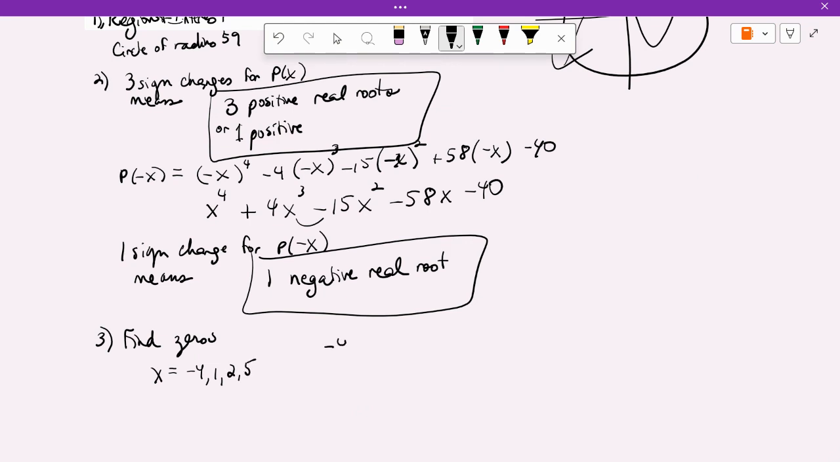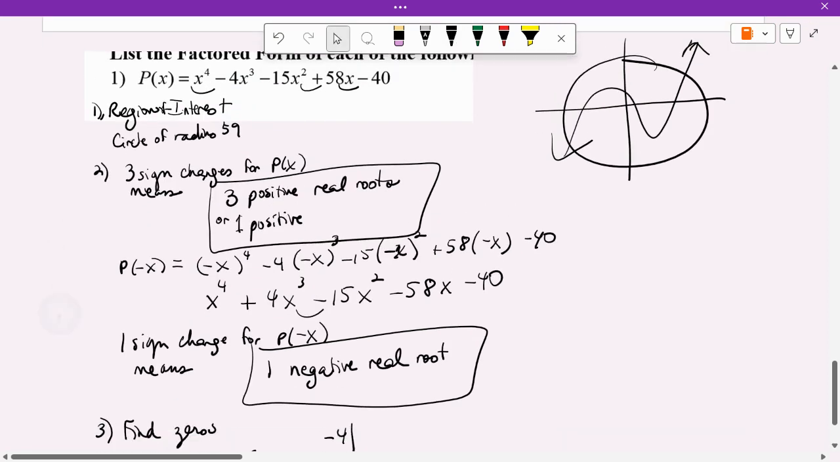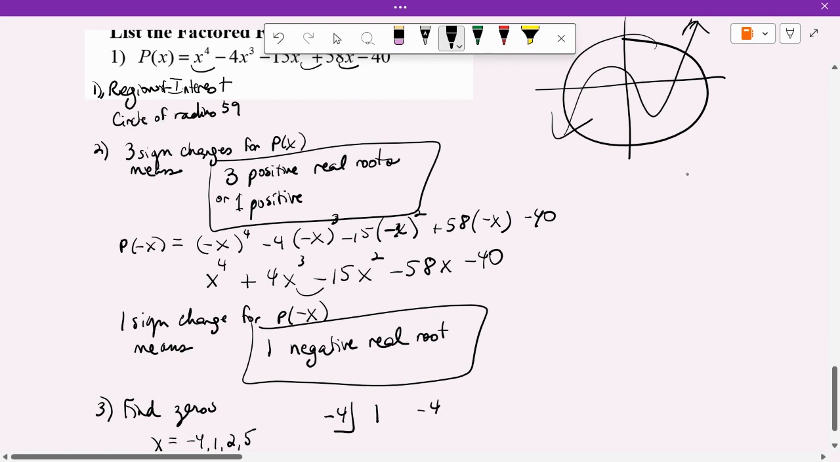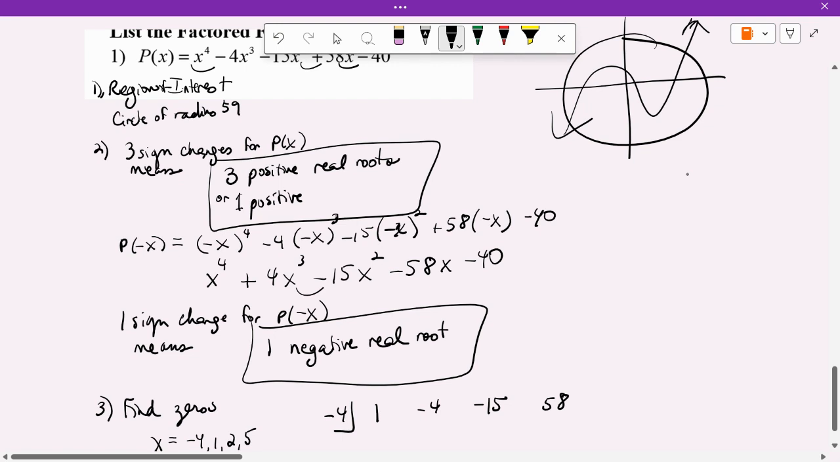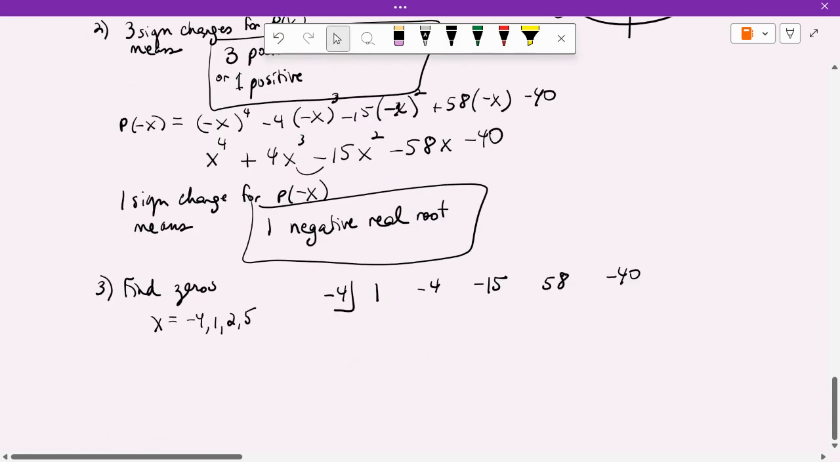Okay, so if the zeros are -4, then I should be able to do some synthetic division, right? And factor the polynomial as much as I can. That's what I want you to do. So I'm going to list my coefficients: 1, -4, -15. Not doing it with me right now is going to be a detriment, I promise.